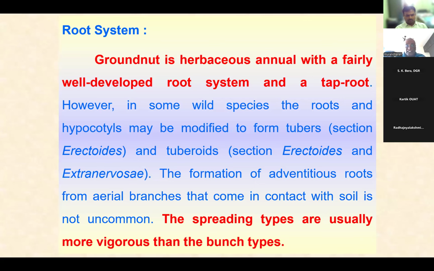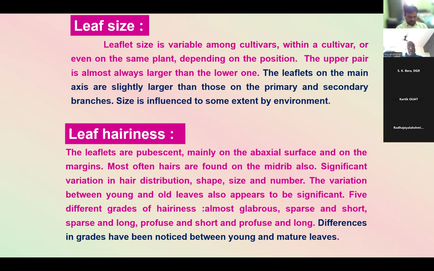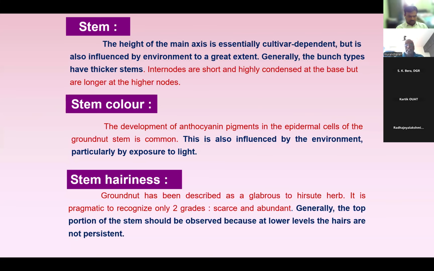See, groundnut is a herbaceous annual. We know that it has a well-developed root system and a taproot. The spreading types are usually more vigorous than the bunch types. Stem height is essentially cultivar dependent, but also influenced by environment to a great extent. Generally, bunch types have thicker stems, whereas Virginia bunch, Virginia runner and Virginia spreading have thin stems. Internodes are short and highly condensed at the base.